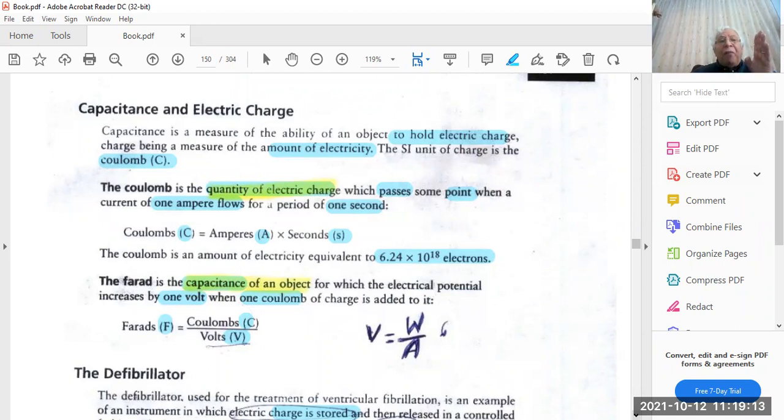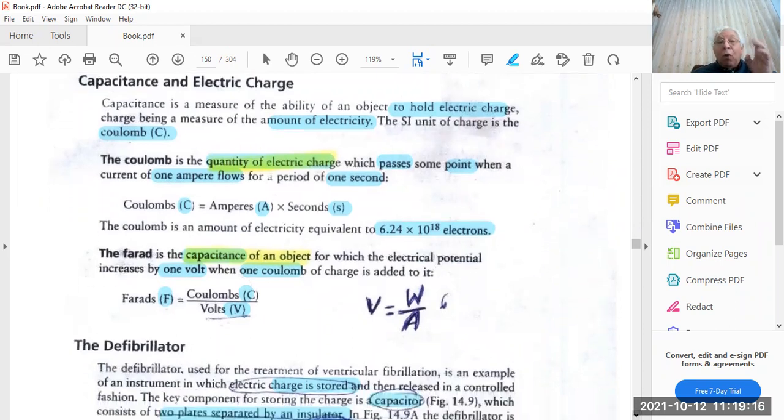The unit of capacitance is the coulomb, C. A coulomb represents the electrical charge contained in the capacitor. It is the quantity of electrical charge which passes some point when 1 ampere flows for a period of 1 second. You have a current of ampere passing a point in 1 second. You know, of course, the amount of amperes, as we said before, we multiply it by the seconds, so that we can get the coulomb.